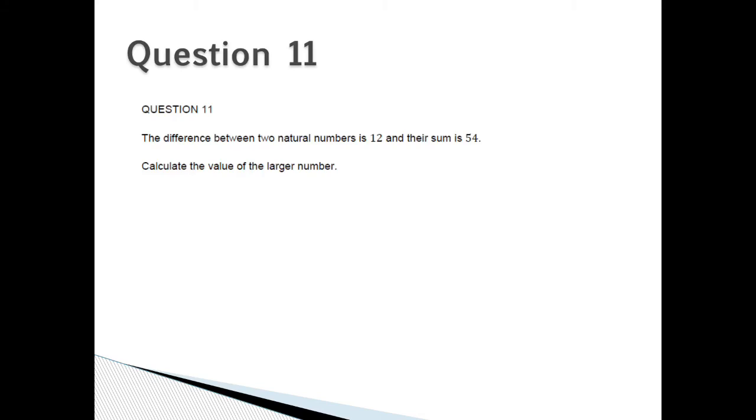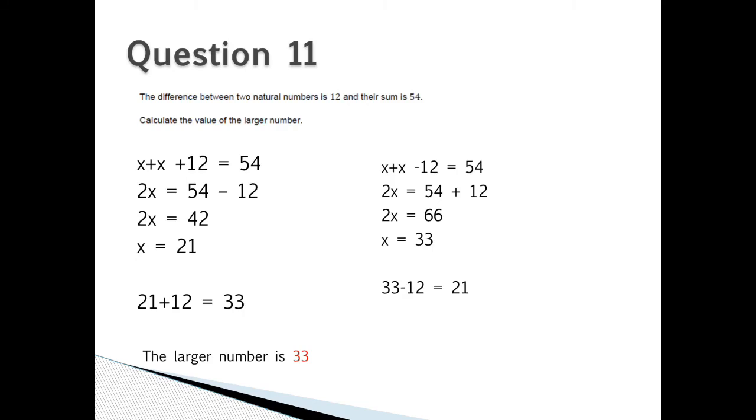Question 11. The difference between 2 natural numbers is 14, and their sum is 54. Calculate the value of the larger number. To calculate the value of the larger number, we'll use x plus x minus 12 is equal to 54.